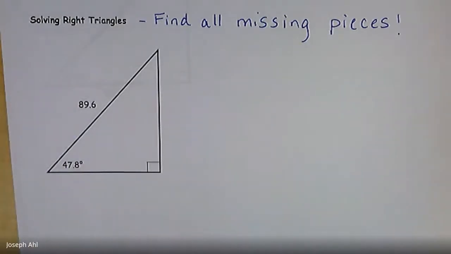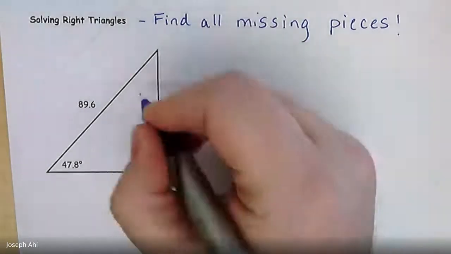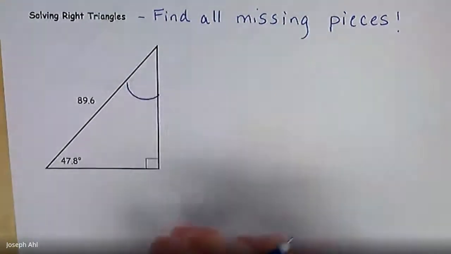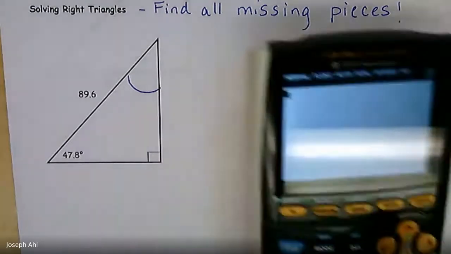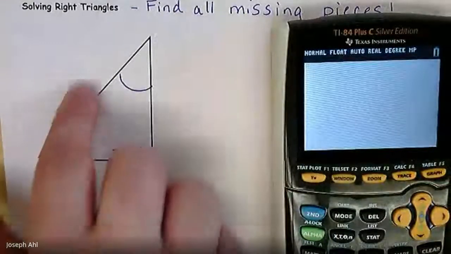place as well. And the easiest thing to find if you want to really find all these missing pieces is probably starting with this angle. And the reason why is because we already know two of the angles on the interior. So you can do one of two things. You can do 180 minus these two, because of course the sum of the angles would be 180.